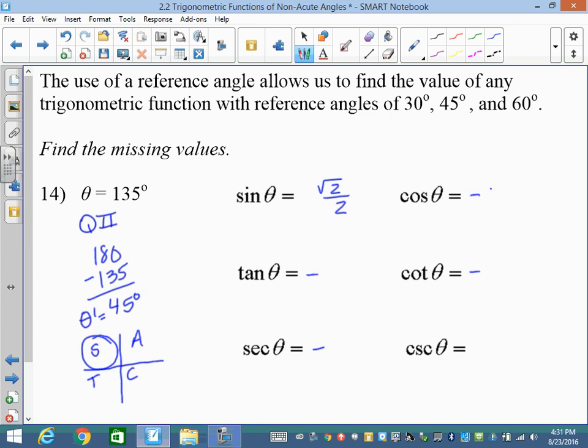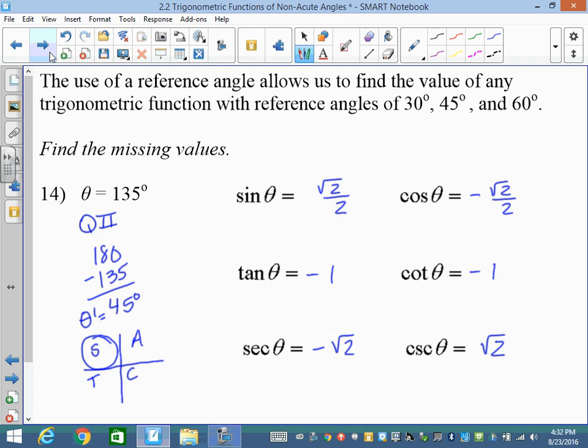Cosine, radical 2 over 2, but we already marked the negative because it's in quadrant 2. Tangent is 1. Cotangent is the reciprocal of tangent, 1. Secant is the reciprocal of cosine, so we get radical 2. And cosecant is the reciprocal of sine, again, radical 2. These are coming straight from the card. If you can memorize that card, this is going to go much, much faster for you.